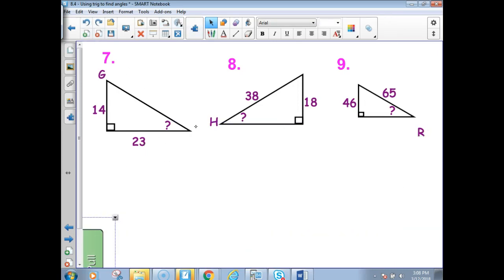Is your question mark on 7 by the G? Well, I'll be. Okay, so that should be a tangent.